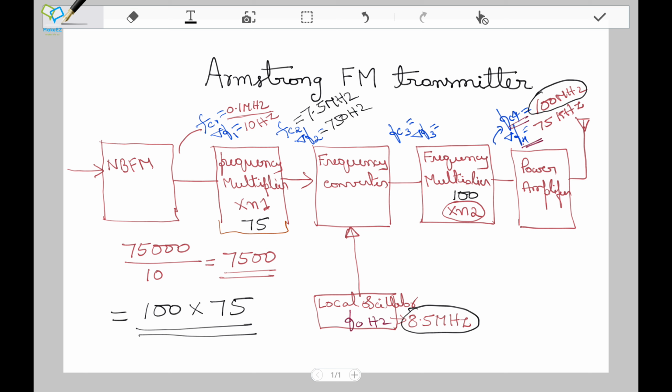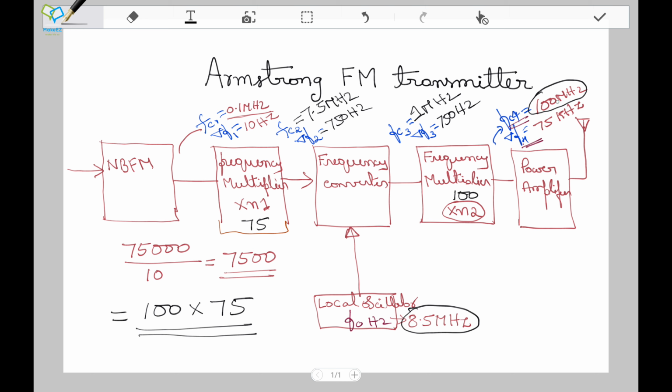Now after the frequency converter, you get the difference. So 8.5 minus 7.5 gives FC3, which is 1 megahertz. FC3 is the difference between the frequency FC2 and the local oscillator frequency. What is delta F3? Delta F3 will not change. Only the frequency is converted; the frequency deviation is not going to change. So delta F3 is 750 hertz only.